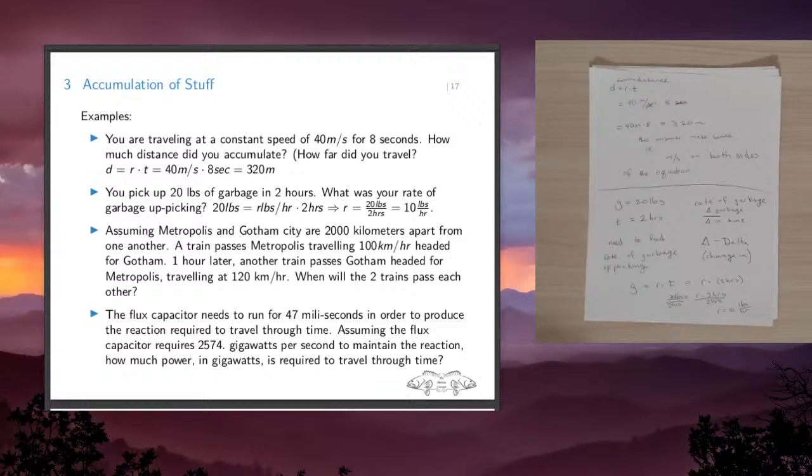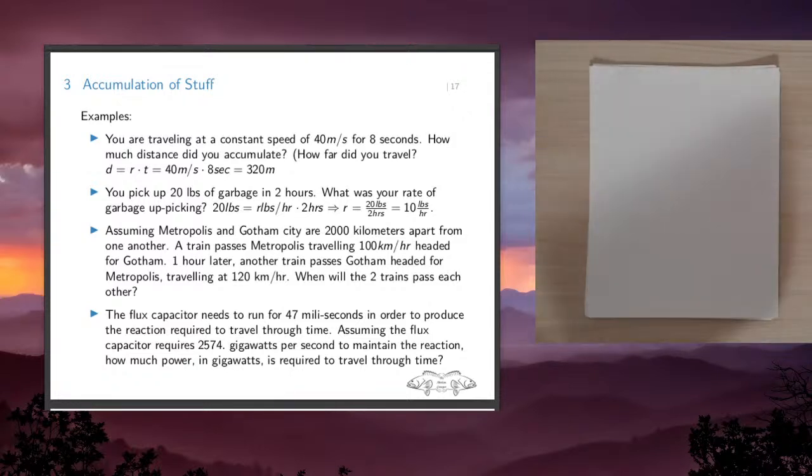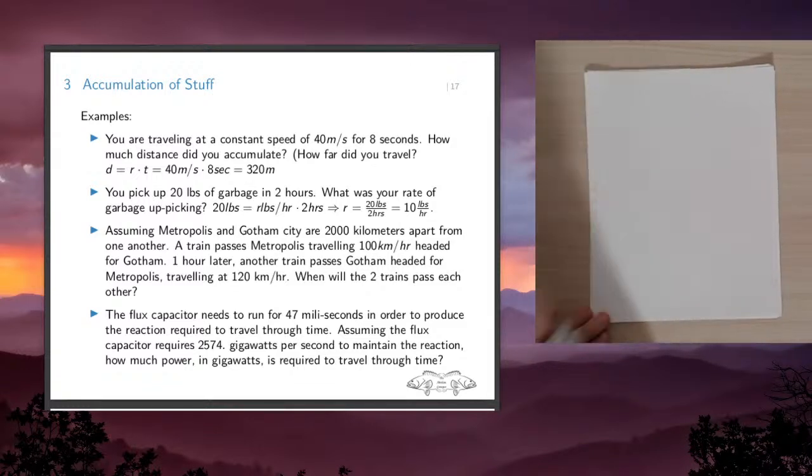So let's do the next one, which is pretty standard. This is that classic problem that everyone talks about hating: oh my god, we have to do the train problem. So, assuming Metropolis and Gotham City are 2,000 kilometers apart, I have no idea how far apart those fictional cities are, but just suppose that's how far apart they are. And let's suppose a train passes Metropolis, traveling 100 kilometers per hour, headed for Gotham. 1 hour later, another train passes Gotham, headed for Metropolis, traveling at 120 kilometers per hour. At what point will the two trains pass each other?